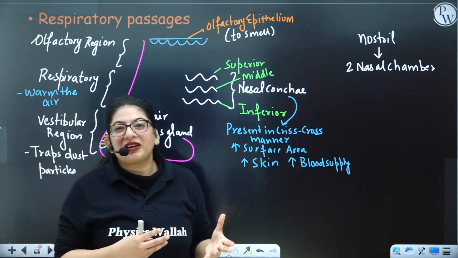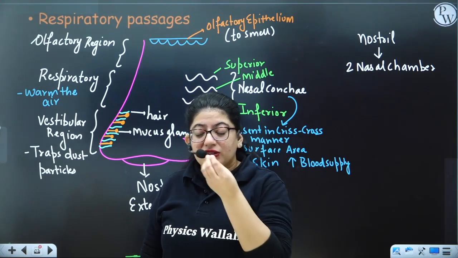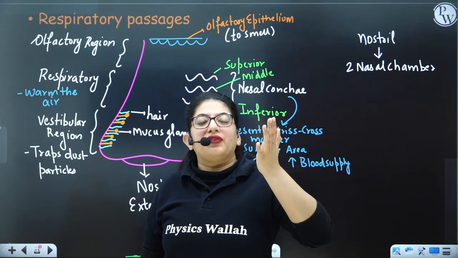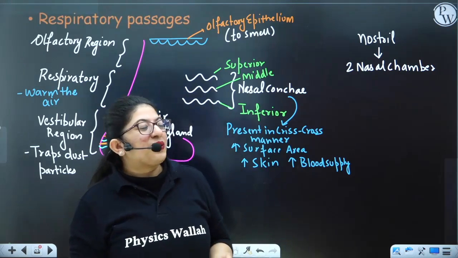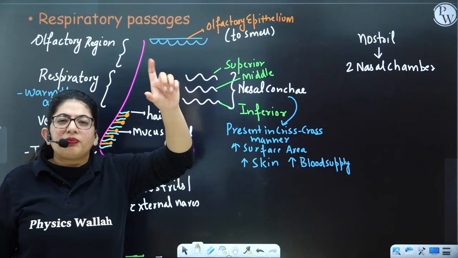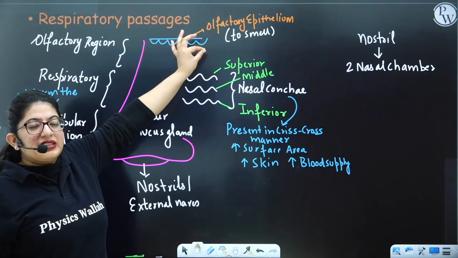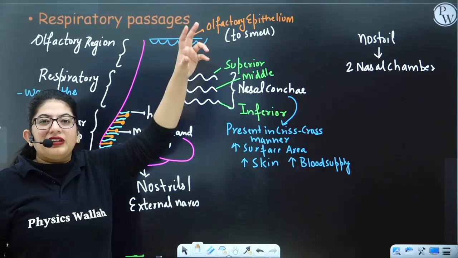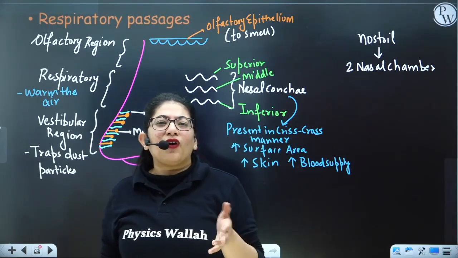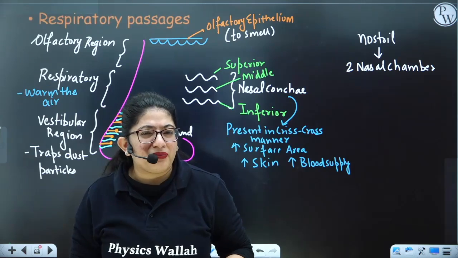Whenever someone is cooking Maggie, even if it's in the adjacent house, you can smell it, right? Because some chemicals move into your nose and you can smell it. That's due to this olfactory epithelium. All the chemicals in anything, for example when someone sprays perfume, those molecules come on these olfactory epithelium, and then you can sense them. We'll discuss the olfactory epithelium in detail in neural control and coordination, where I will again give you the example of Maggie.